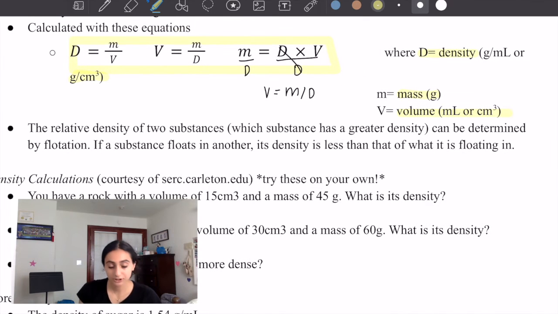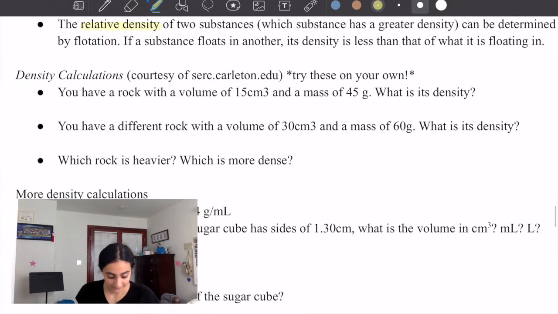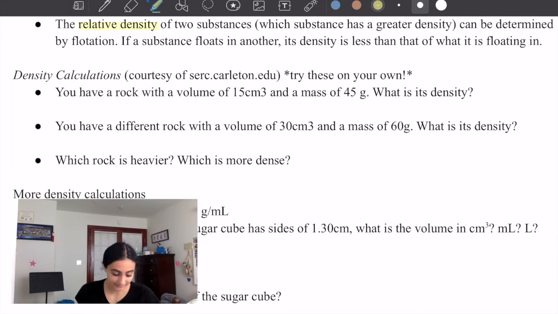And you can also use density to determine relative density, which just means how dense one object is in comparison to another one. So relative density can be determined by flotation. Basically, if one object or one substance floats in the other one, its density is less than that of what it is floating in. Okay, so now we're going to try some density calculations.